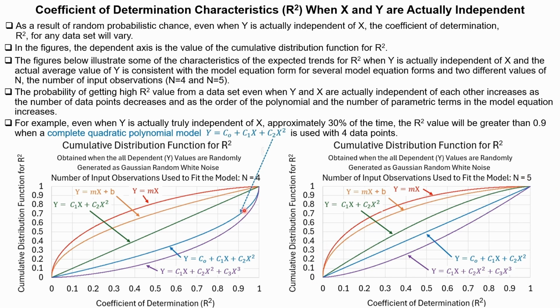in the lower region. Conversely, one can see that when the model equation form has more coefficients that are solved for, in this case 3, and the number of observations is 4, the cumulative distribution function slope is quite high at high r-squared values, so even when y is generated from random Gaussian white noise, just by random probabilistic chance, it appears the r-squared value is quite high.